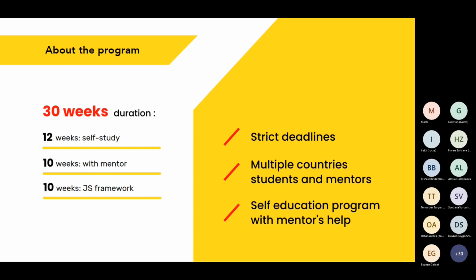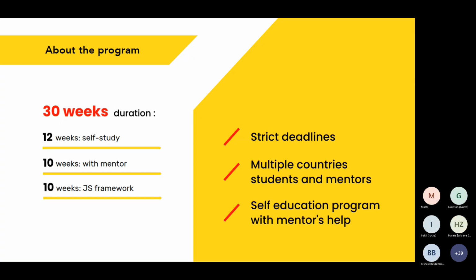A few words about our program. The program has a 30-week duration, which is split into 3 stages. The whole program is calculated for self-education with strict deadlines. It will be 12 weeks of self-education. After the first stage, students will have a tech screening. After successfully passing, you can get a mentor from multiple countries and work with them for 10 weeks.